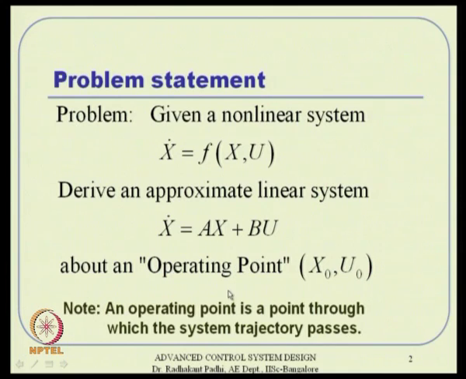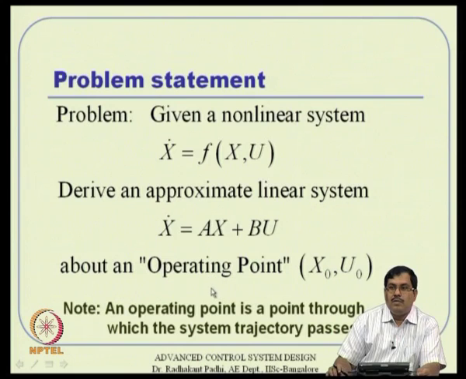Now, equilibrium points are a special class of operating points, because if the system is stable, ultimately the system goes to the equilibrium point, and by definition equilibrium point will satisfy the differential equation anyway. If we substitute any equilibrium point, then this will become 0 and this equation will also become 0. That is the definition of equilibrium point anyway. So, equilibrium point happens to be just an operating point, but in general we linearize the system dynamics about operating points. And by definition operating point is a point through which the system trajectory passes.